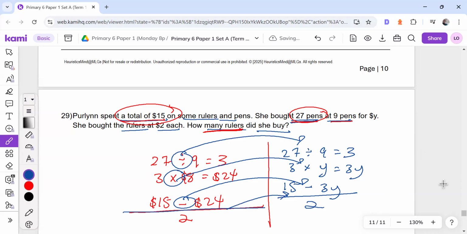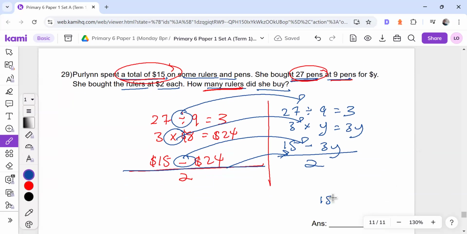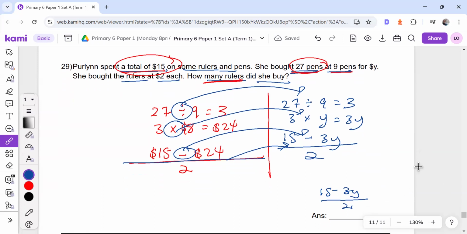Understand? So your answer will be what? 15 minus 3y over 2. And also, you will need to bracket the answer because you will have to put the dollar sign. No units minus mark.